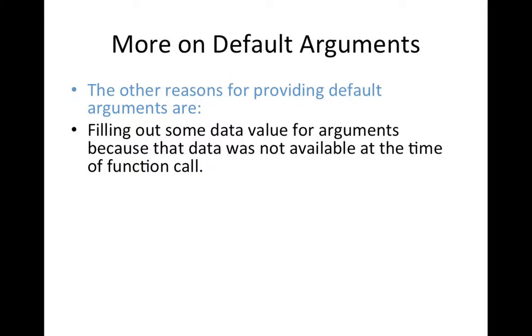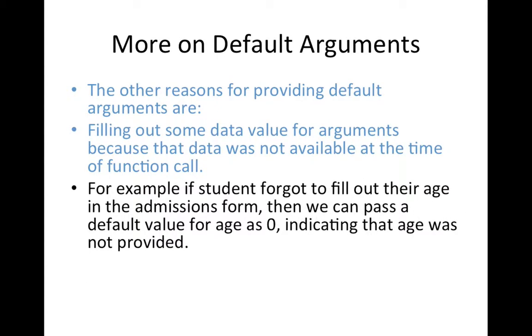Okay, so a similar attempt can be made here. For example, if a student forgot to fill out their age in the admission form, then we can pass a default value for age as 0, indicating that age was not provided. Instead of 0, in databases they put null, which is a better system, not available to us in the programming languages, except some special situations.